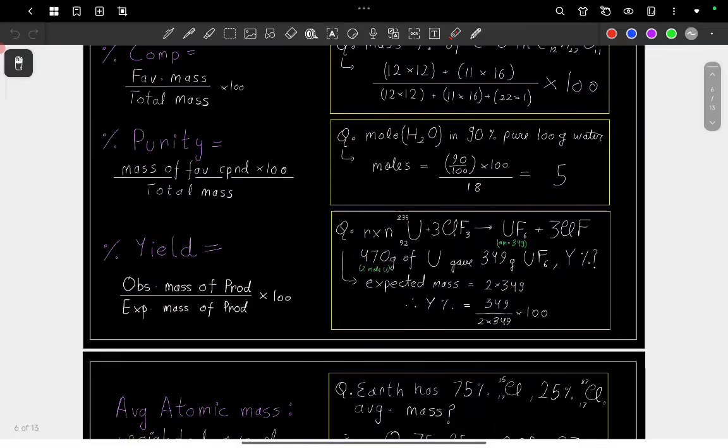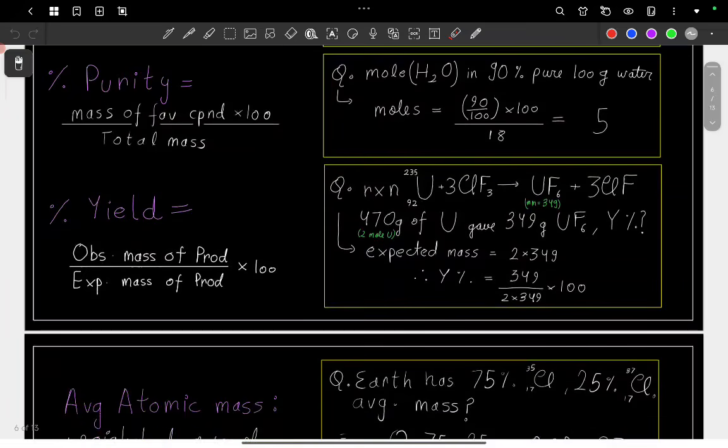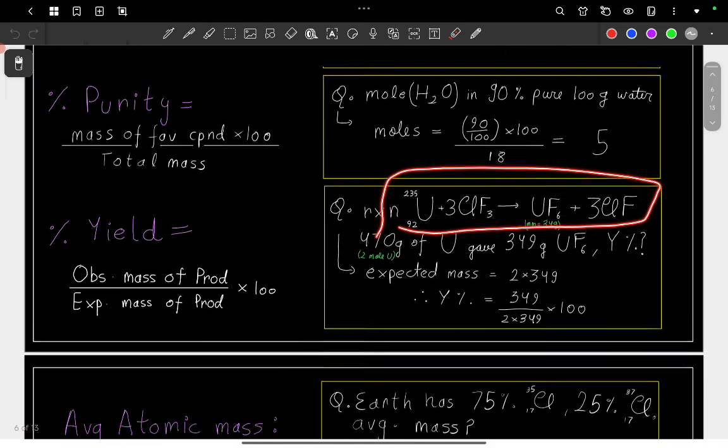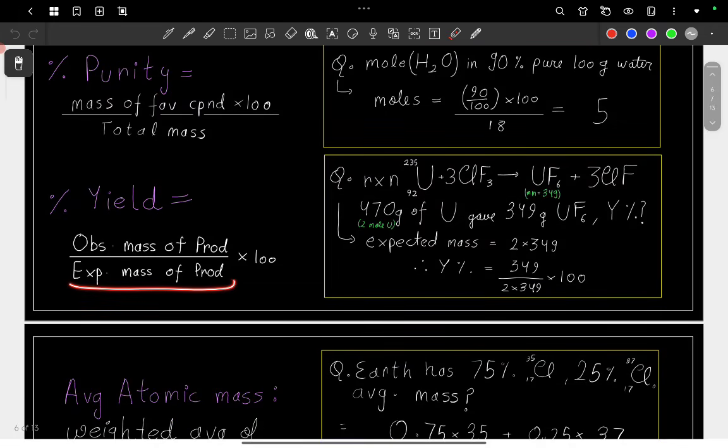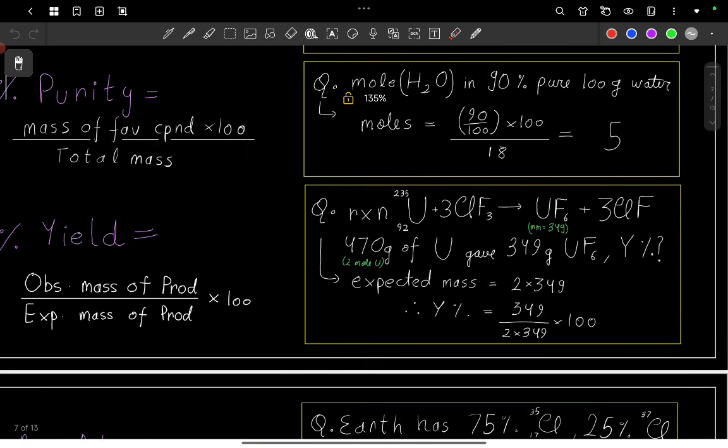And if we see percentage yield of a reaction, we will see how much the reaction actually gives in reality, which will be given in the question. And by using the balanced chemical reaction, we can also find the expected mass of the product. So by dividing the observed mass by the expected mass and multiplying by 100 to show it in percentage, we can get the percentage yield.